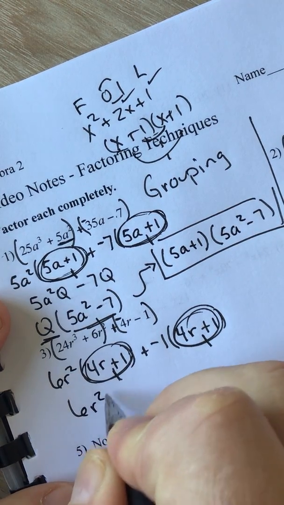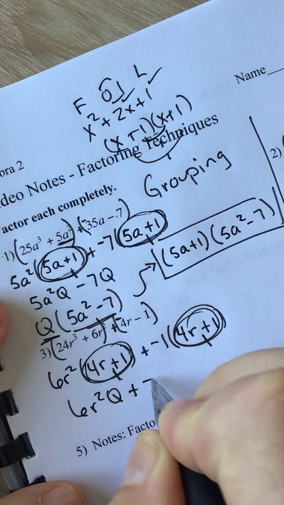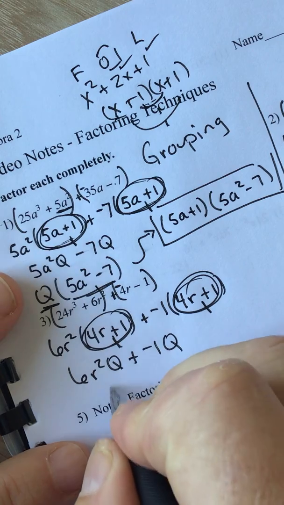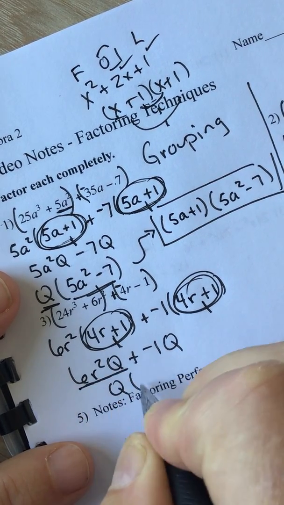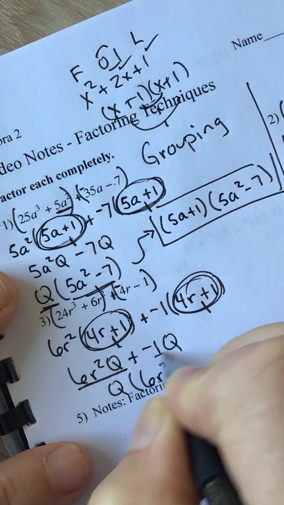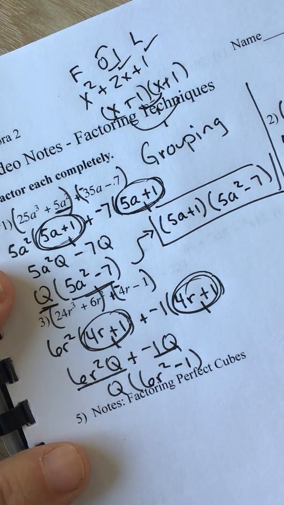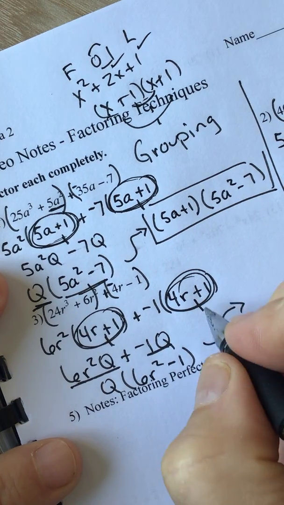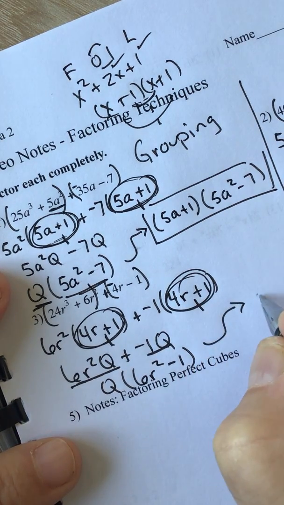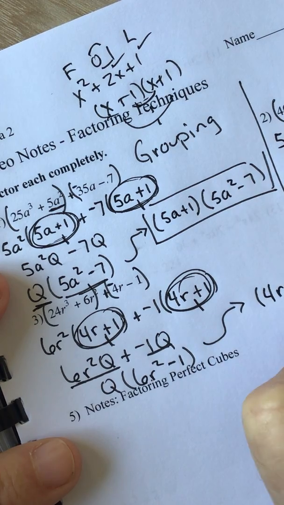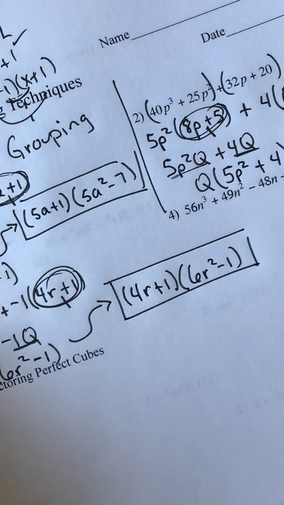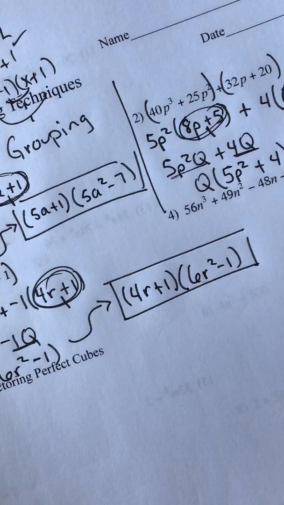So we have 6r squared Q plus negative 1Q. I can divide that Q out. If I divide the Q out of this piece, we have 6r squared left. If I divide the Q out of this piece, I have a minus 1, and rewrite it without the Q. Q was really this 4r plus 1, so I had the factor 4r plus 1 times whatever was left, which was 6r squared minus 1. And there we have a 4-term polynomial factored by grouping.